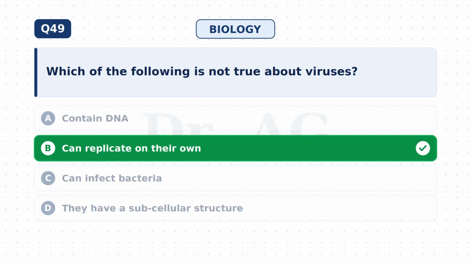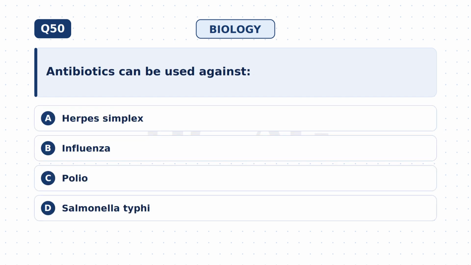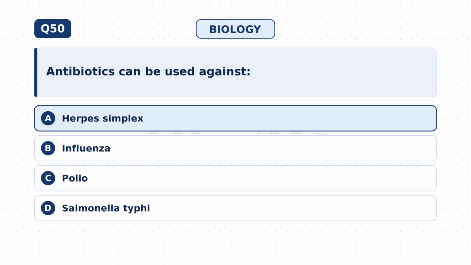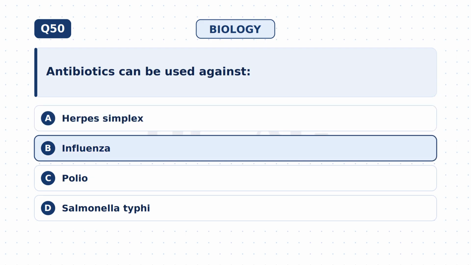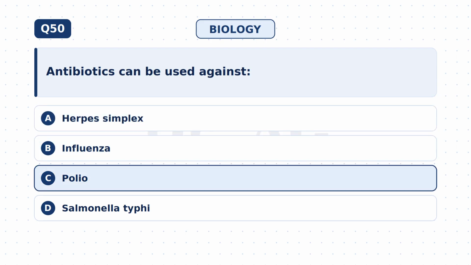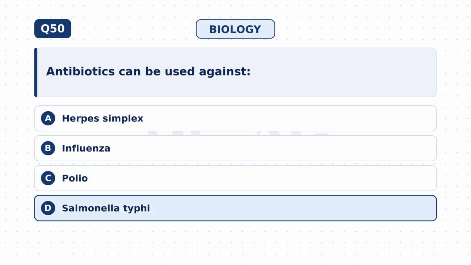The correct answer is B. Can replicate on their own. Question 50. Antibiotics can be used against. Option A. Herpes simplex. Option B. Influenza. Option C. Polio. Option D. Salmonella typhi.